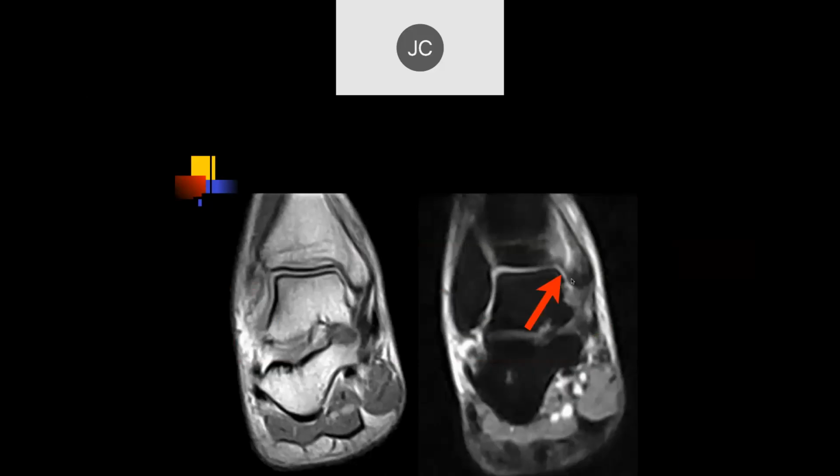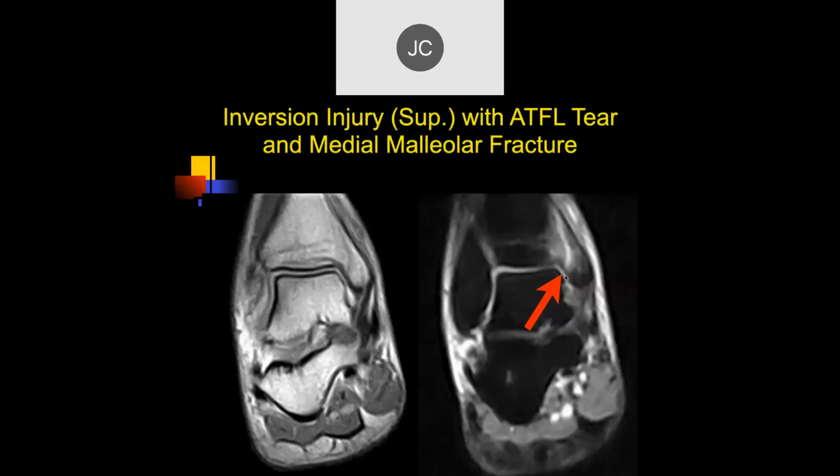Some people, instead of using the surgical classification, would call this an inversion type injury, whereas if you have an oblique fracture of the distal fibula, it would be an eversion type injury. That's a different classification system, but the surgeons most of the time use this other classification system where you use the term pronation and supination.